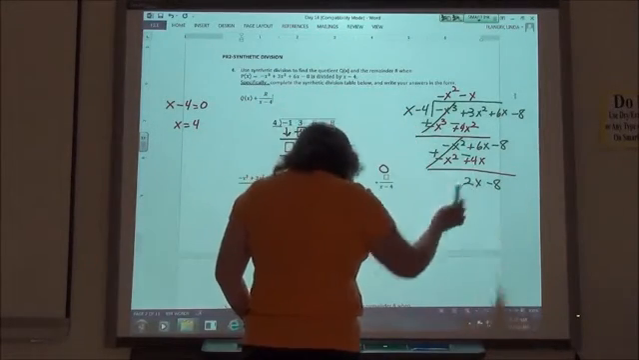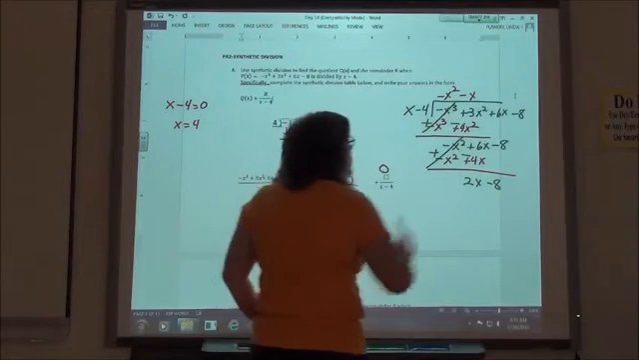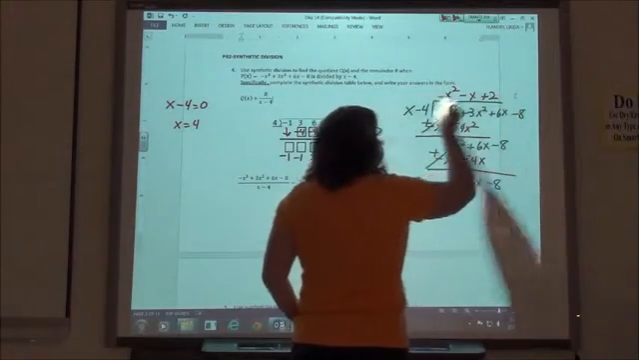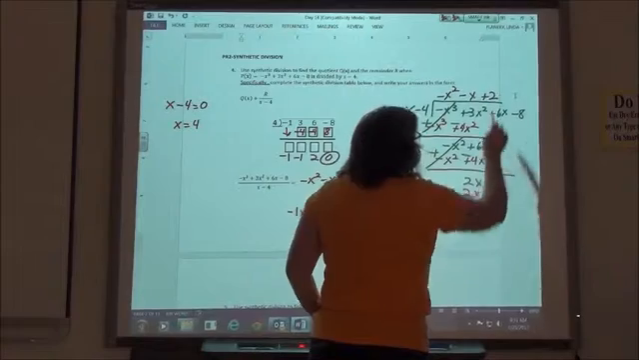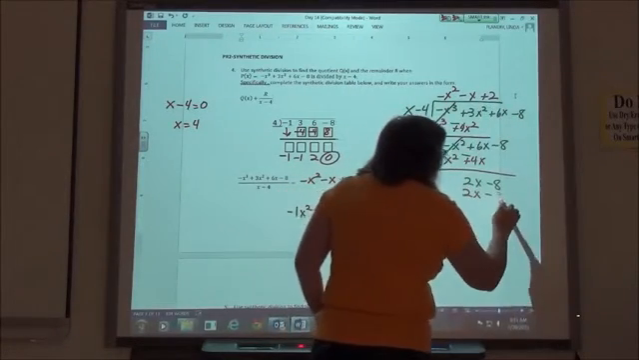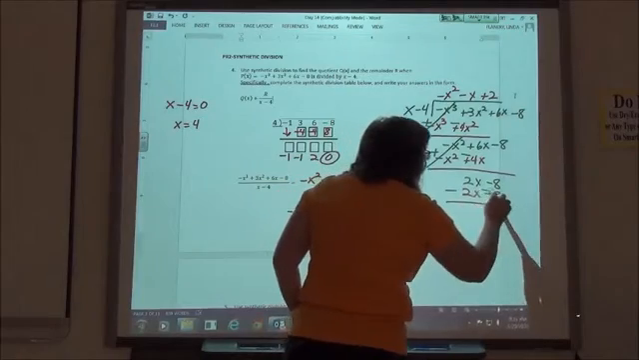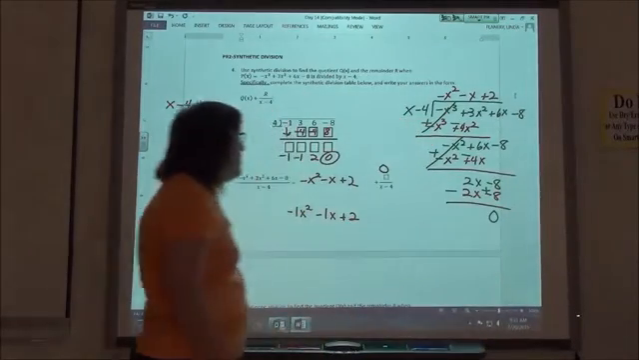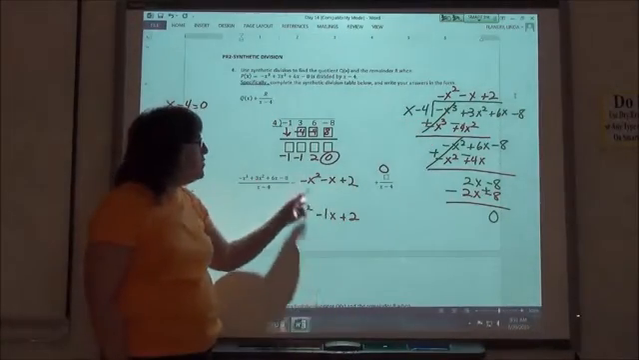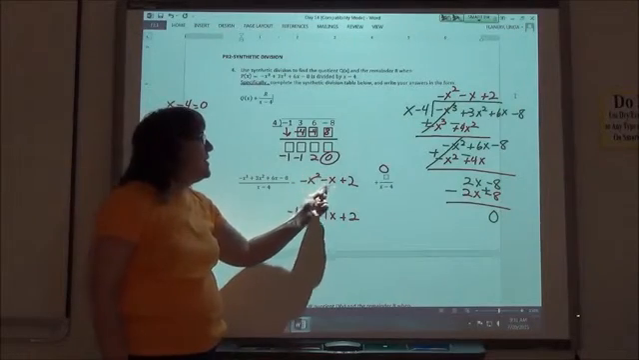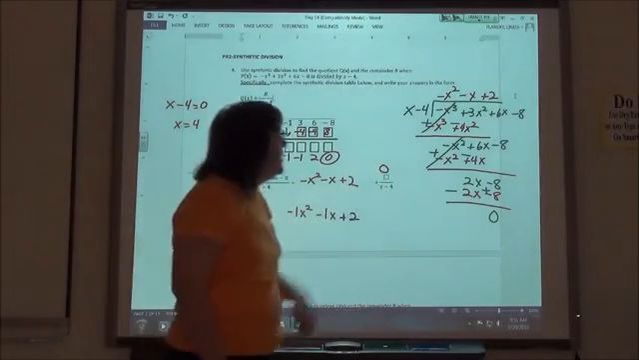What times x gives me 2x? I need a plus 2. 2 times x is 2x. 2 times a negative 4 is a minus 8. But then I have to subtract, so I change my signs, and my remainder is 0. You see I got the same answer. Negative x squared minus x plus 2 with a remainder of 0.